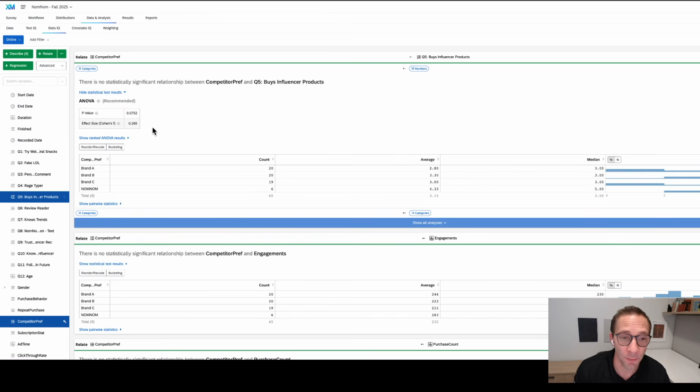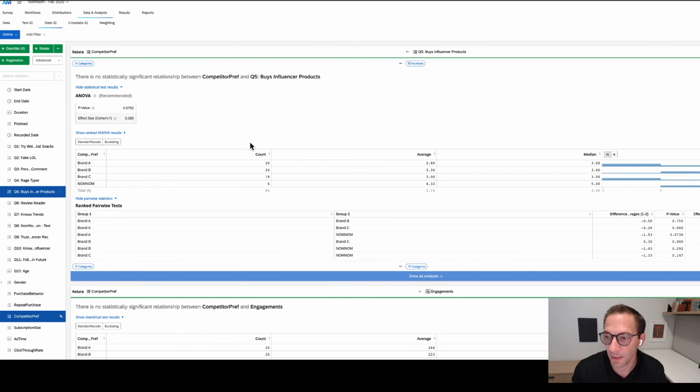Let's take a look at the p-value. Hey, look, I'm getting a marginally significant p-value, 0.0752, right? So there's a 7.52% likelihood that this relationship is due to chance. That's low. I'm gonna take it. It's not quite statistically significant, but marginally so.